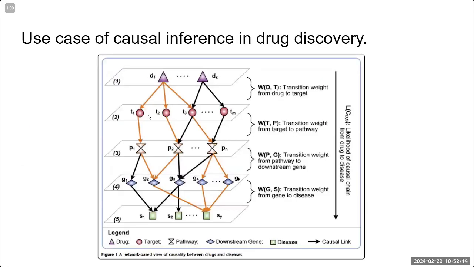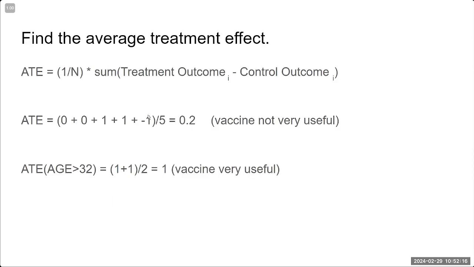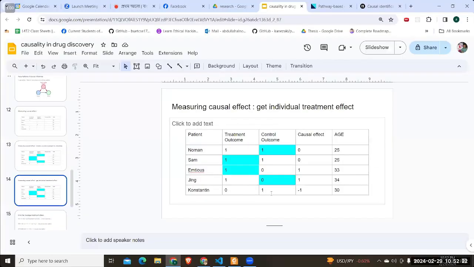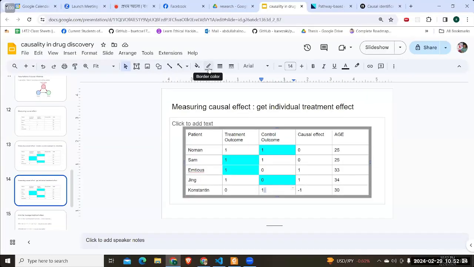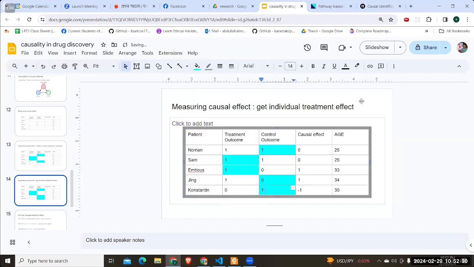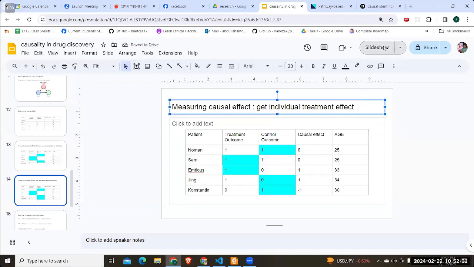Noman, now I have a confusion. Can you go back to the table? I maybe lost this part. For one patient, how can I get both the treatment outcome and the control outcome? Can you review the way this experiment was designed?